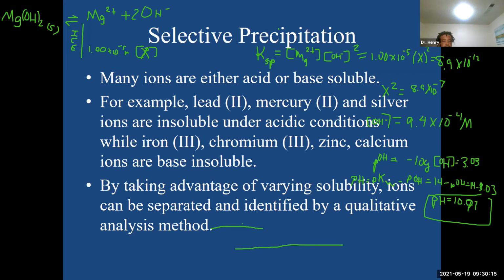So for example, lead 2, mercury 2, silver, they're all insoluble under acid conditions, while iron 3, chromium 3, zinc, calcium are insoluble under basic conditions. And so you're going to have those circumstances, and sometimes you're going to be presented with equations along those lines. So you have to take into consideration that these ions are going to be insoluble or soluble, and take that into play as well.